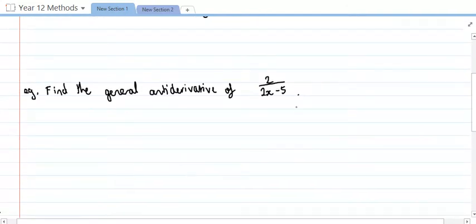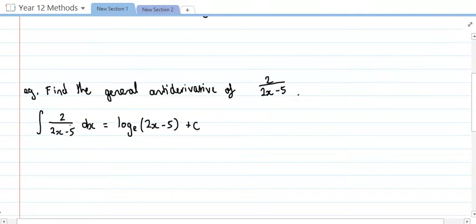Find the general antiderivative of this. So the antiderivative of 2 over 2x minus 5 dx is equal to, now what I'm doing in a question like this is I'm looking and I'm seeing that this number here is the derivative of this here, so straight away I know that it's going to be a log when I anti-differentiate it. And so this one here just comes out to be the natural log of 2x minus 5 plus c. Remember that the number or the value or the function in the denominator is always going to be the inner function.